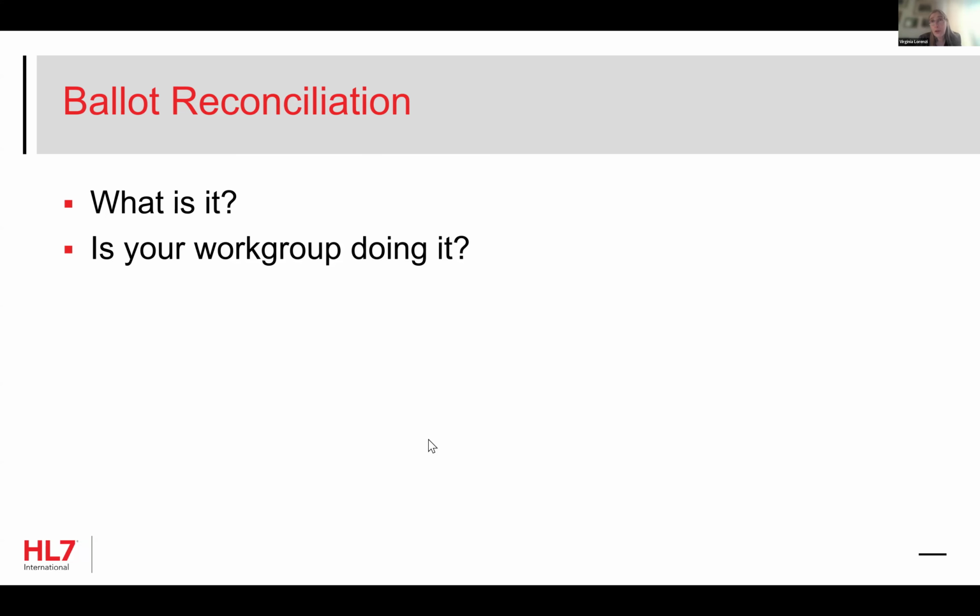You want affirmative, you could also provide comments on what you think people should change it to. So ballot reconciliation means working with the people that voted negative to say, this is how we've gone through your particular concerns, and this is how we're proposing to resolve it, and asking them to remove their negative.